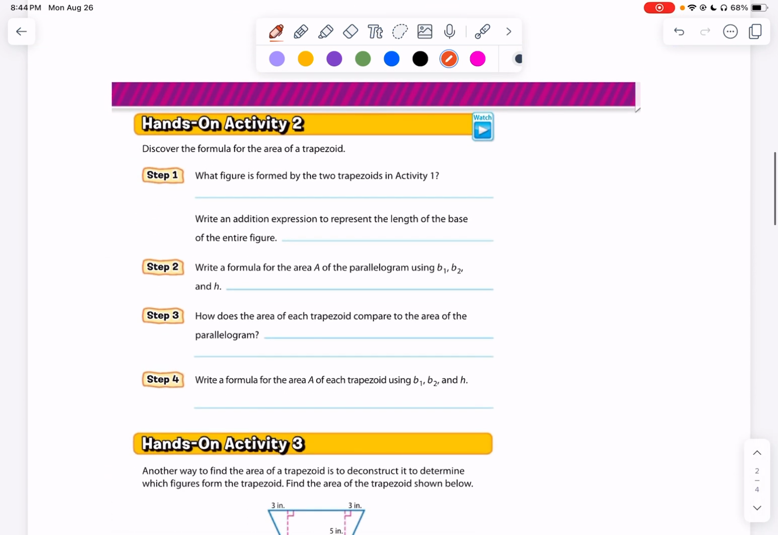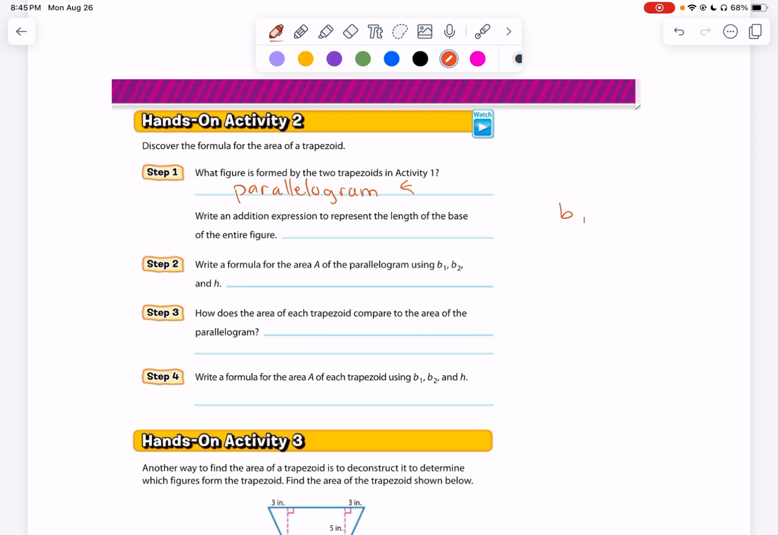All right. So what figure is formed by the 2 trapezoids in activity 1? A parallelogram. Isn't it nice that this big old word sounds out so well? Write an addition expression to represent the length of the base of the entire figure. So remember that was a base 1 plus a base 2. Oh, I guess maybe that is the addition expression. I'll just write that here. Base 1 plus base 2.